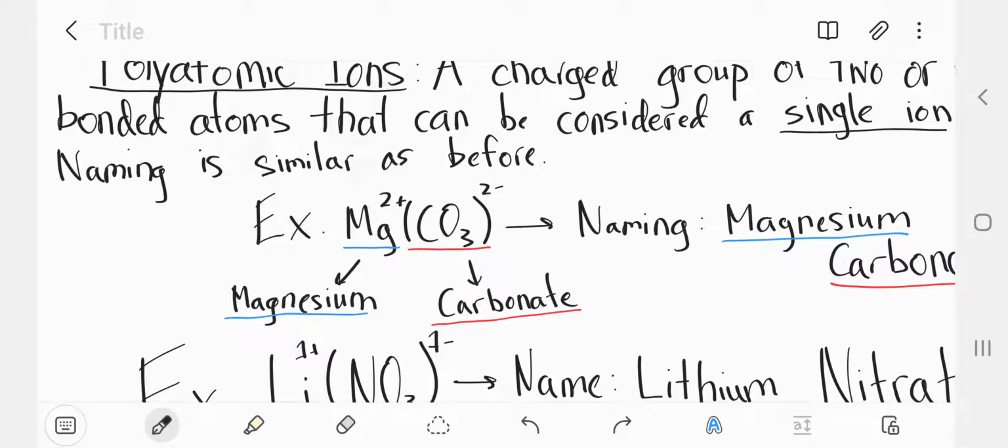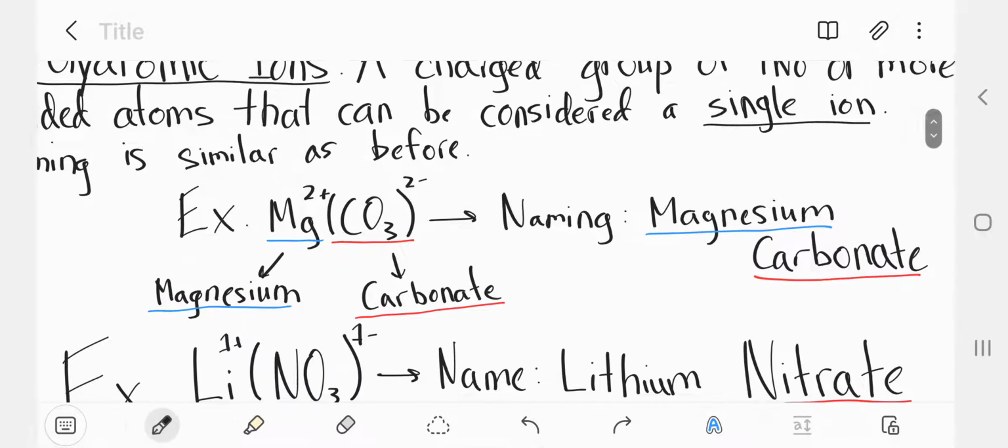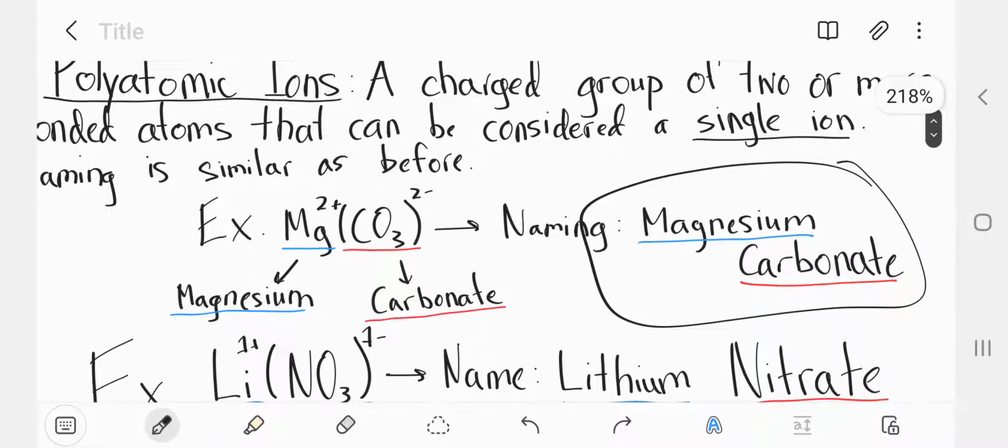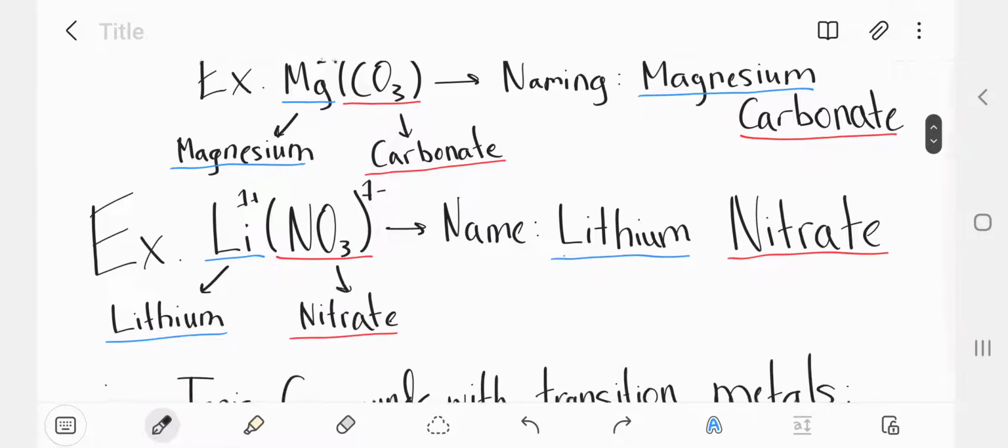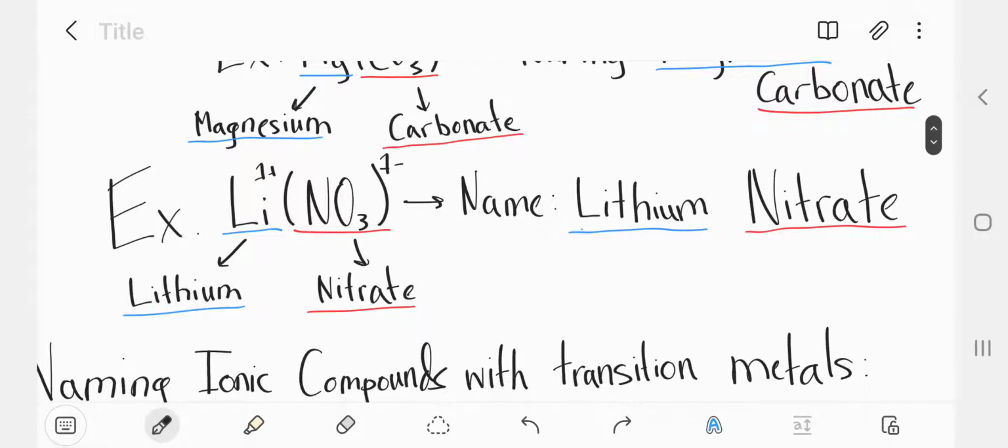They completely cancel each other out, so then the name is just going to be magnesium, and then you just take carbonate. You don't do any carbonide or something like that. You just take carbonate, and that's the end answer here. Magnesium carbonate, that's it. We'll take another example here.